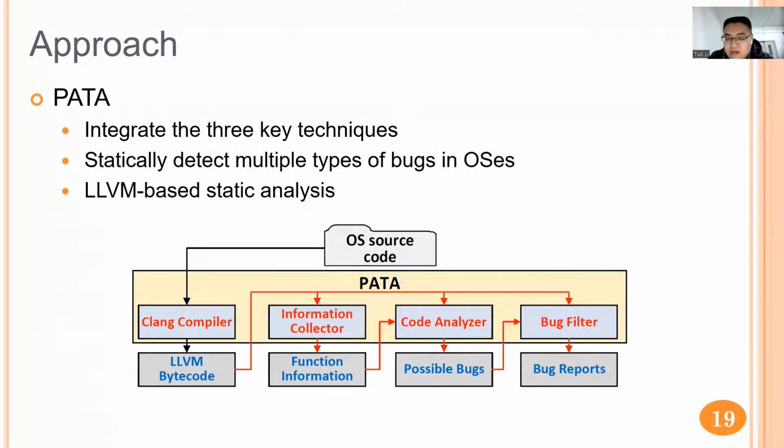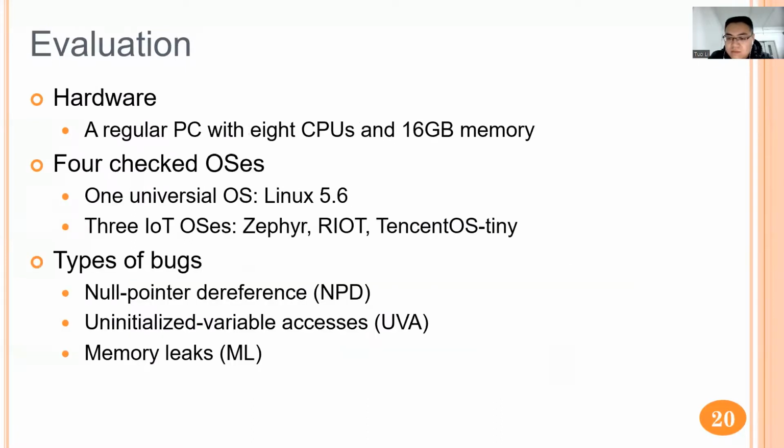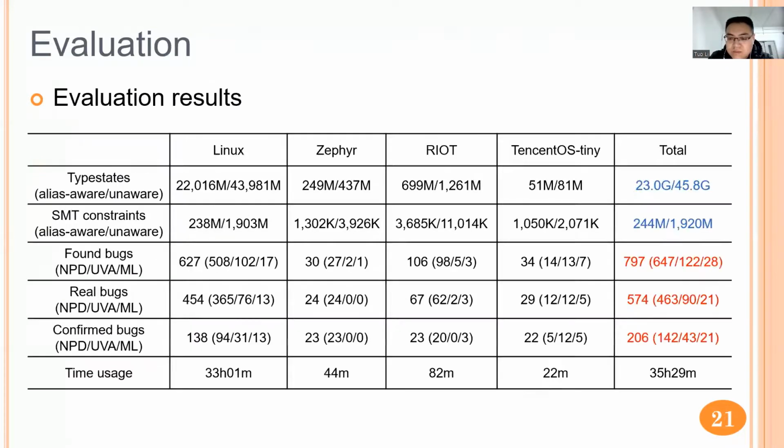Based on the three key techniques, we propose a novel approach named PATA to statically detect multiple types of bugs in OSs. We have implemented PATA using LLVM, and the figure shows its framework. We evaluate PATA on the Linux kernel and 3 open source IoT OSs, including Zephyr, RIOT, and TinyOS. We have implemented 3 FSMs to detect null pointer dereferences, uninitialized variable accesses, and memory leaks, because these 3 types of bugs are common and dangerous in OSs. The table shows our evaluation results.